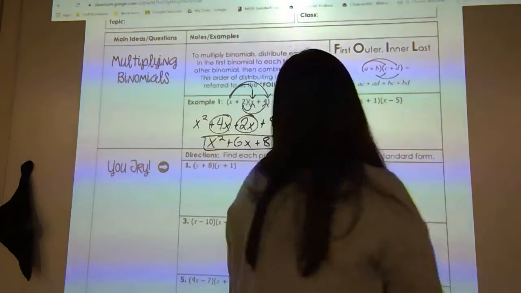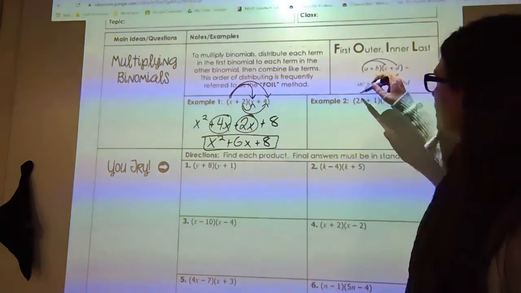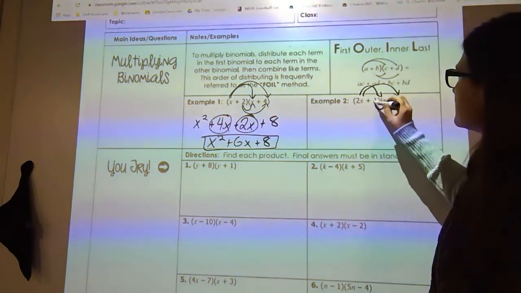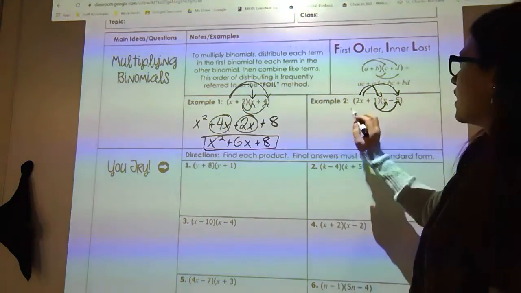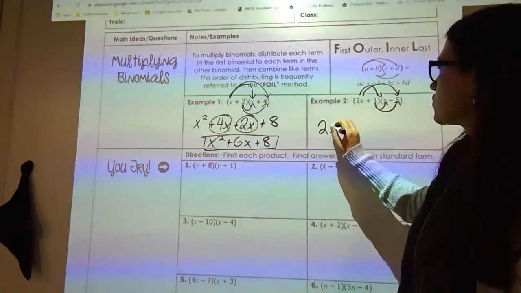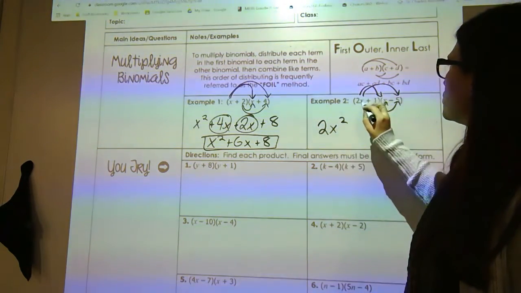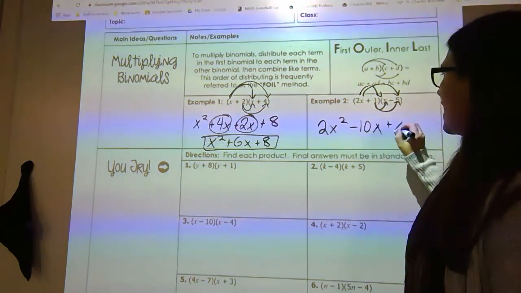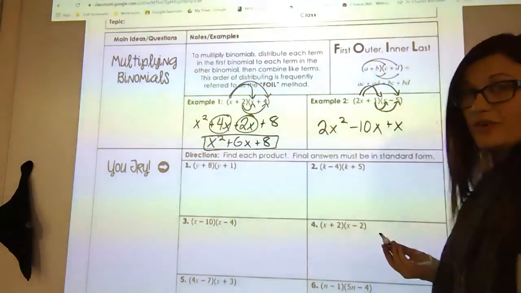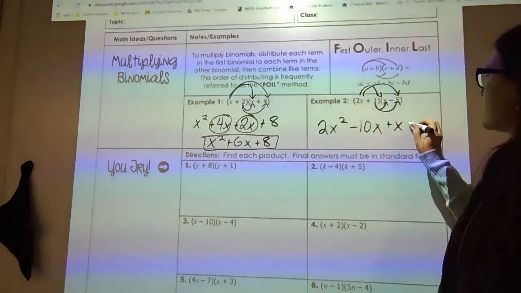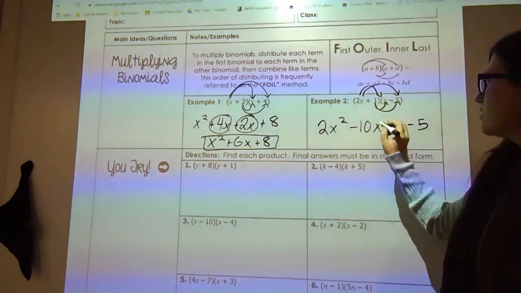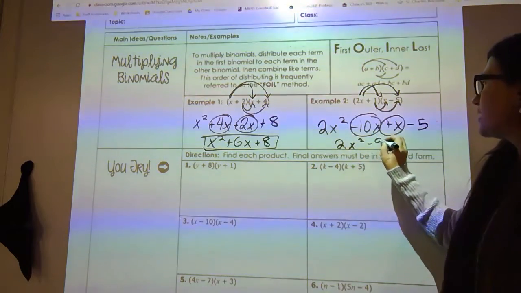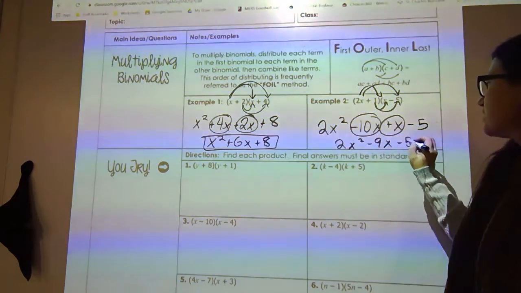So in our example over here, okay, we have 2x times x, 2x times -5, 1 times x, and 1 times -5. So 2x times x is 2x squared, okay? 2x times -5 is -10x. 1 times x is just x, right? I don't write 1x, I just write x. And then 1 times -5 is -5. The only thing that's left to do is make sure you combine like terms. So you have 2x squared minus 9x minus 5.